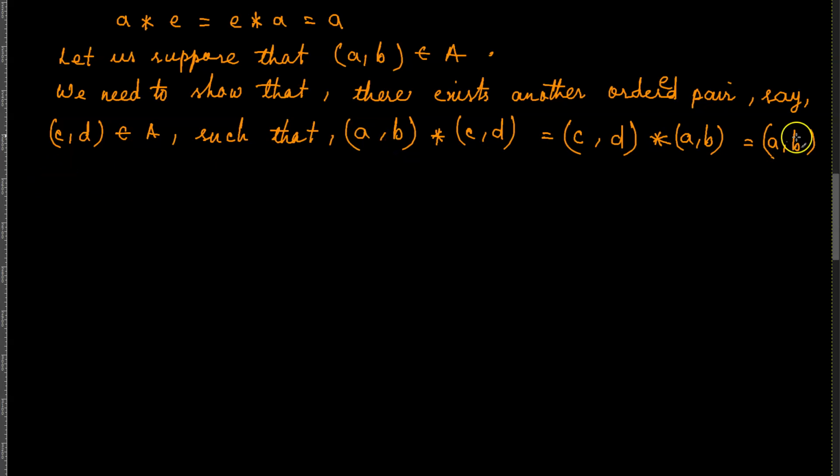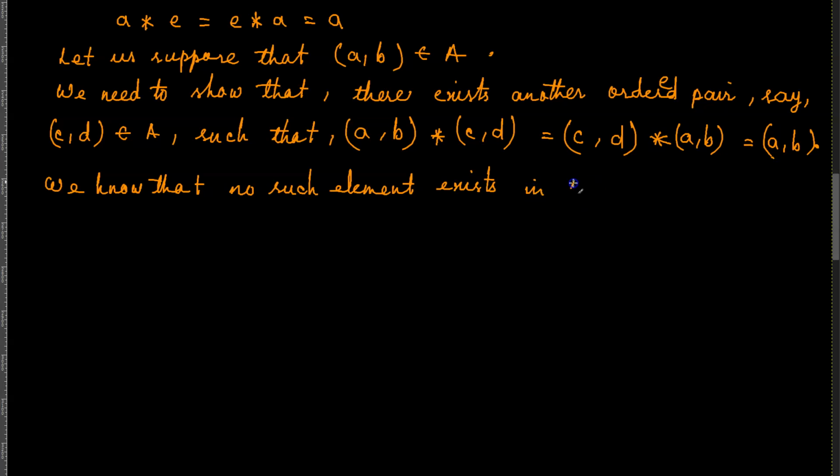So basically here we can say that we know that no such element exists in A. Therefore star does not have an identity.